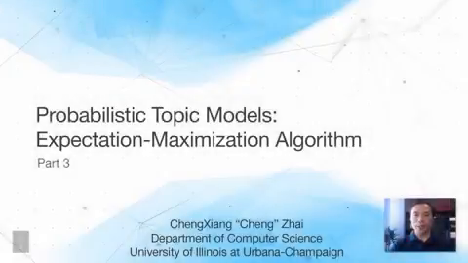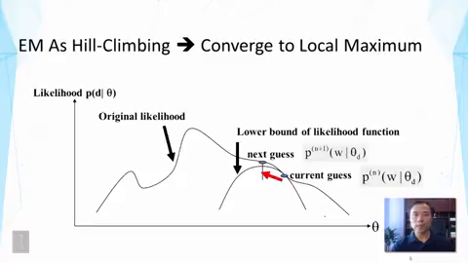So I just showed you that empirically the likelihood will converge, but theoretically it can also be proved that the EM algorithm would converge to a local maximum. So here's just the illustration of what happened, and a detailed explanation would require more knowledge about some of the inequalities that we haven't really covered yet.